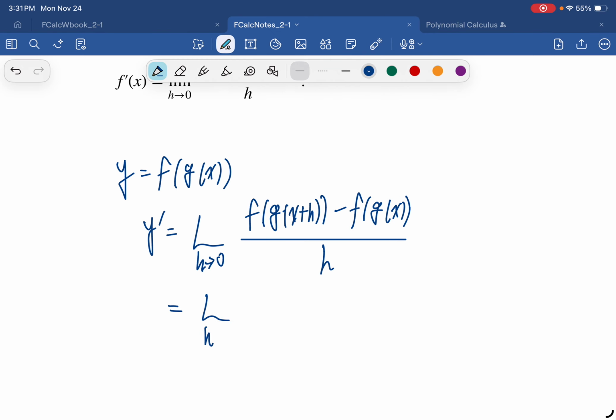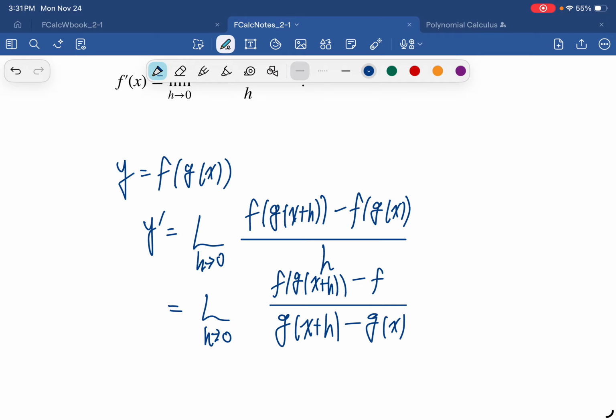So let's rewrite and modify the expression so that we do have that in the denominator. Minus g of x, and then here in the numerator, it's going to be f of g of x plus h minus f of g of x. And then since we multiplied this in the denominator, we need to multiply it again in the numerator to cancel this out. And the original thing that was there was h, right?